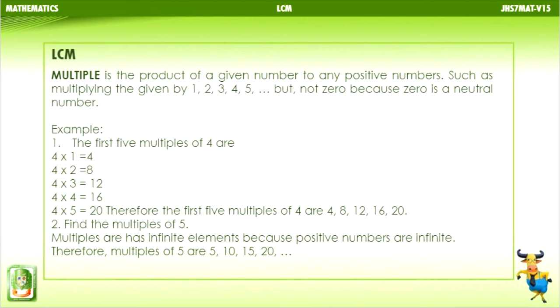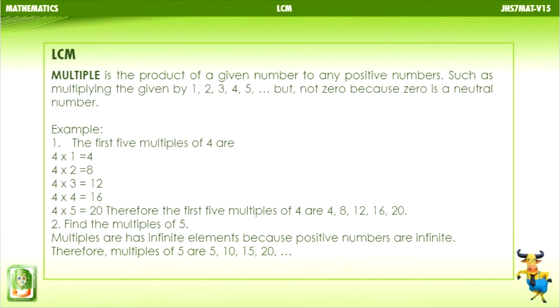4 times 1 is 4. 4 times 2 is 8. 4 times 3 is 12. 4 times 4 is 16. 4 times 5 is 20. Therefore, the first 5 multiples of 4 are 4, 8, 12, 16, and 20.